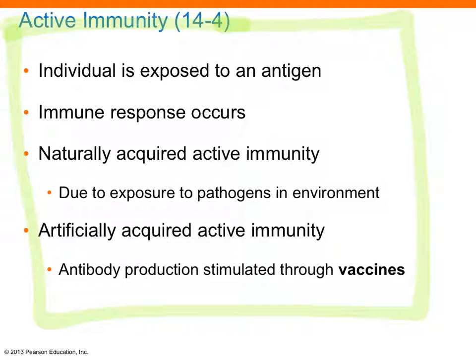In active immunity, an individual is exposed to an antigen. The immune response occurs, and then naturally acquired active immunity happens due to an exposure to pathogens in the environment. Artificially acquired active immunity also happens when there's an antibody production stimulated through vaccines.